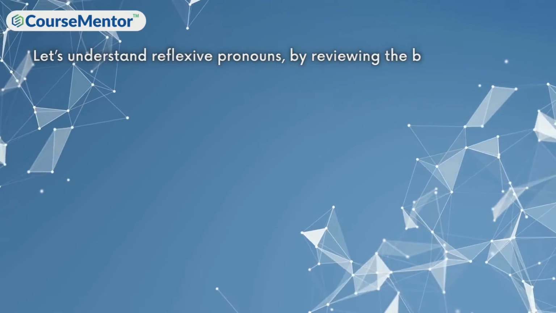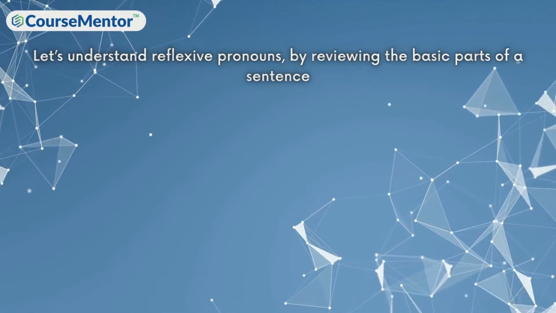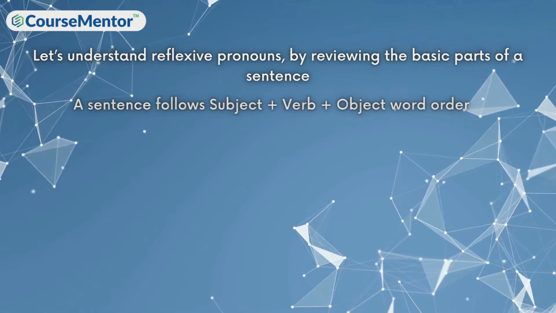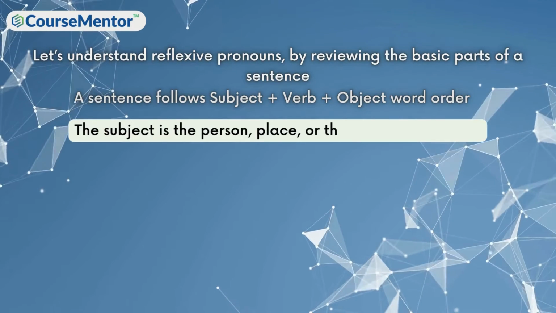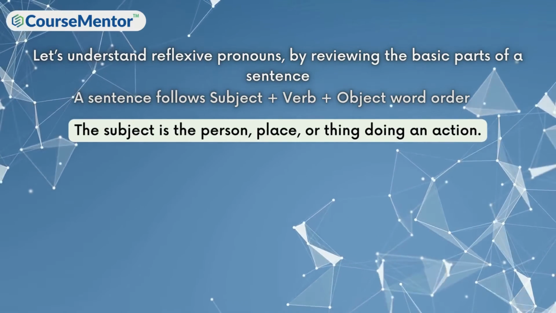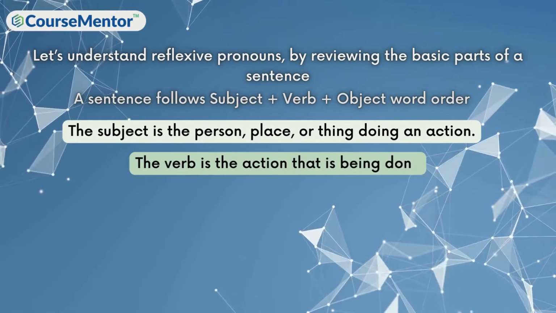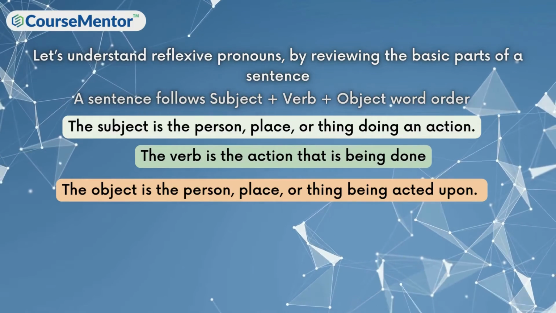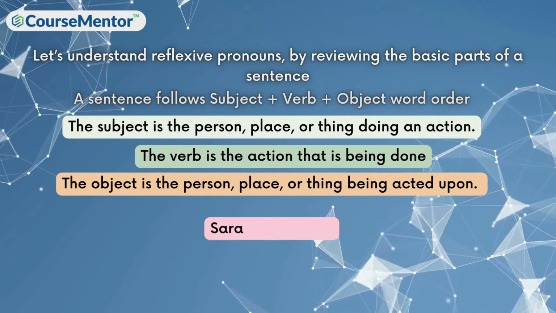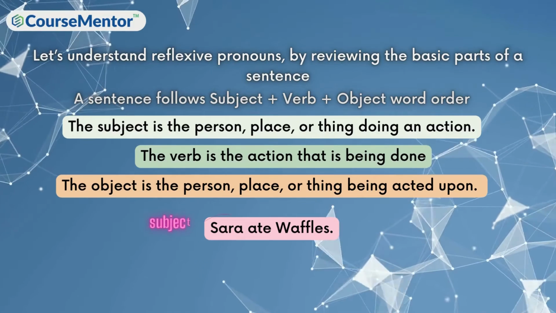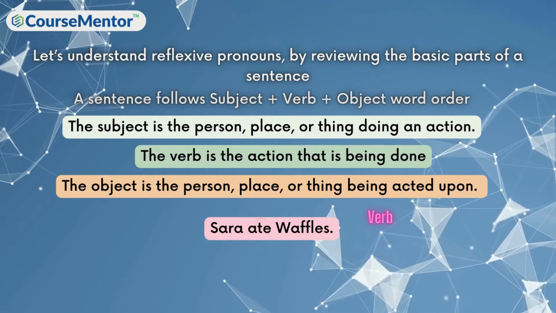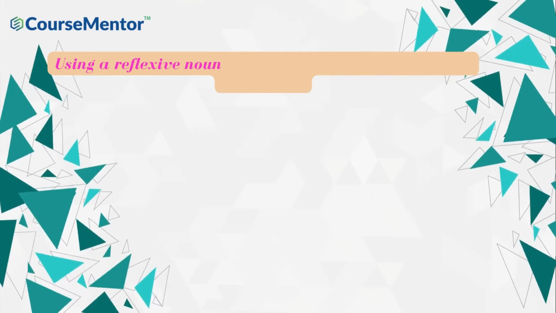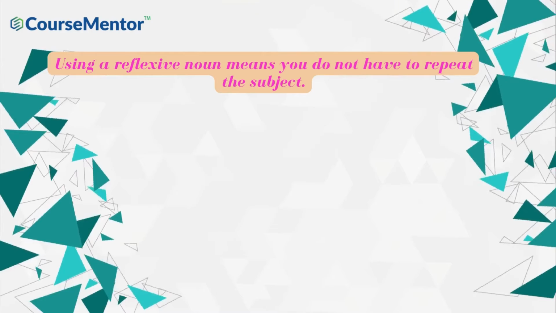Let's understand reflexive pronouns by reviewing the basic parts of a sentence. A sentence follows subject plus verb plus object word order. The subject is the person, place, or thing doing an action. The verb is the action that is being done. The object is the person, place, or thing being acted upon. For example, Sarah ate waffles. Sarah is the subject. Ate is the verb. Waffles is the object. Using a reflexive pronoun means you do not have to repeat the subject.